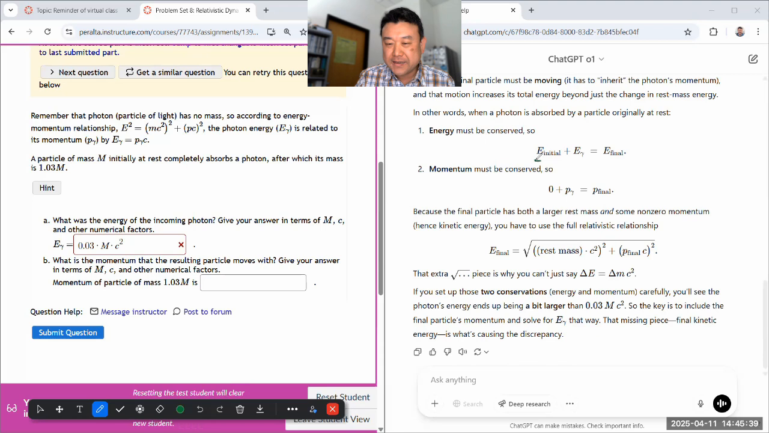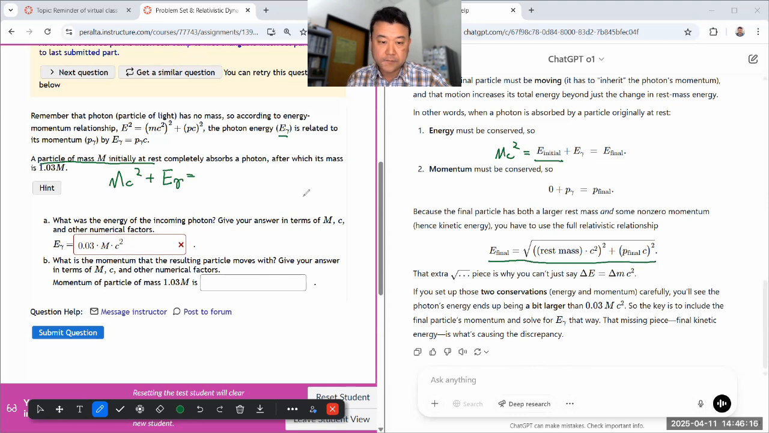So when it says E initial, you should know that E initial here is equal to the rest energy of the particle of mass m that is initially at rest. So E initial alone should be mc squared. So I can set up mc squared plus the energy of the photon, which is what I'm solving for, equal to E final. And here I can use the hint that ChatGPT gave me, this E final expression. So let's just write it out.